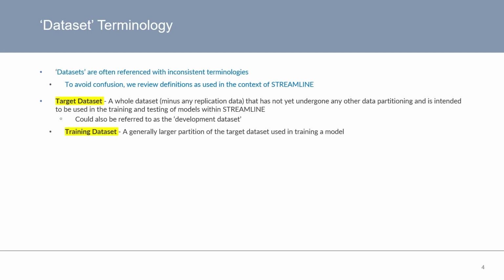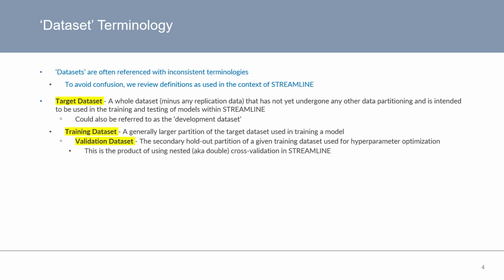One subset of a target dataset is a training dataset. This is generally a larger partition of the target dataset used to train a model. A further subset of the training dataset is a validation dataset, which here is a secondary holdout partition of a given training set used for hyperparameter optimization. This is the product of nested cross-validation being conducted within STREAMLINE. Another subset of the target dataset is a testing dataset. This is generally a smaller partition of the target dataset used to evaluate the trained model.